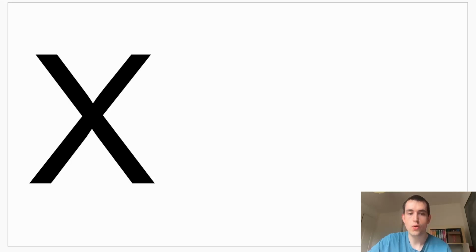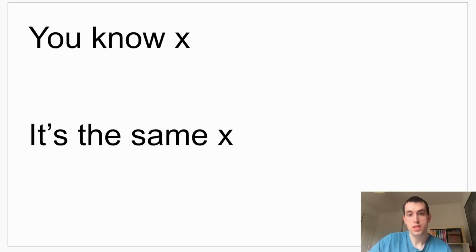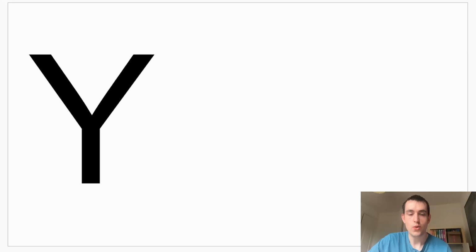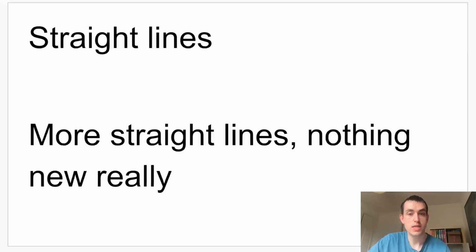X is for X. You know X, it's the same X from GCSE, first year maths, A-level maths, all the same. Y is for y equals mx plus c. You know your straight lines, y equals mx plus c. You do a bit more on straight lines, but there's actually nothing new. There's just not many things that begin with Y.